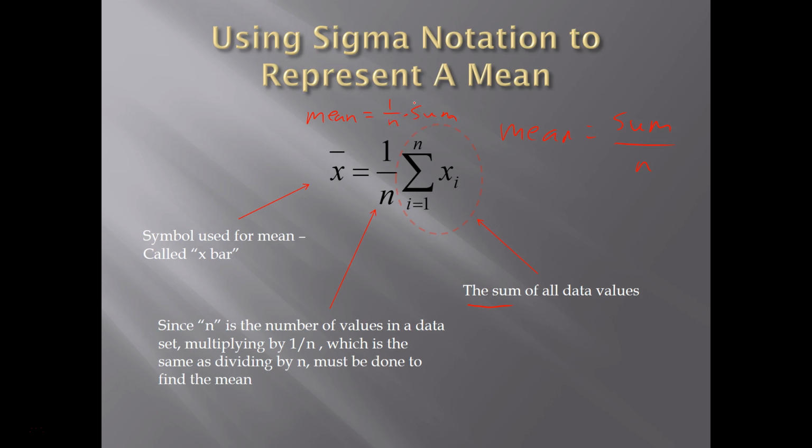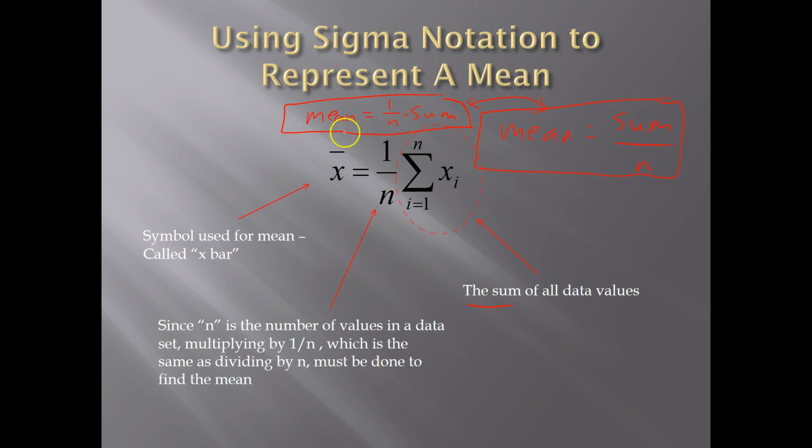Okay? Well, remember what we did on the warm-up. When you divide by a number, it's the same as multiplying by the reciprocal. So dividing by n is the same as multiplying by 1 over n. So this is the exact same as this, right? Dividing by n, multiplying by 1 over n, they're the same thing.